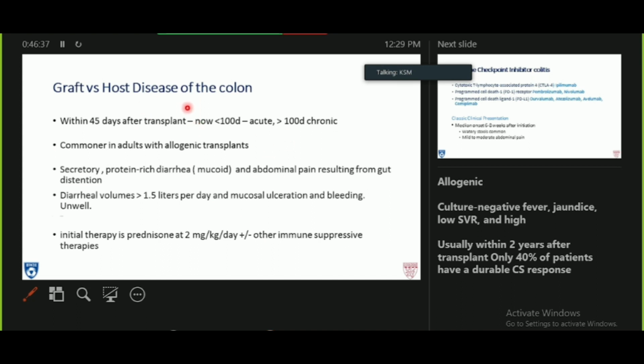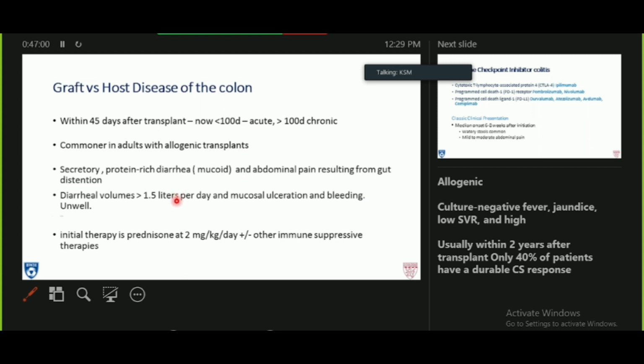Graft versus host disease of the colon is common. Classically, acute graft versus host disease was considered to occur about 45 days after transplant. Now we say it's less than 100 days, and it's commoner in patients who have had allogenic transplants. Interestingly, it's less common in children who've had stem cell transplants, and we don't yet know why.